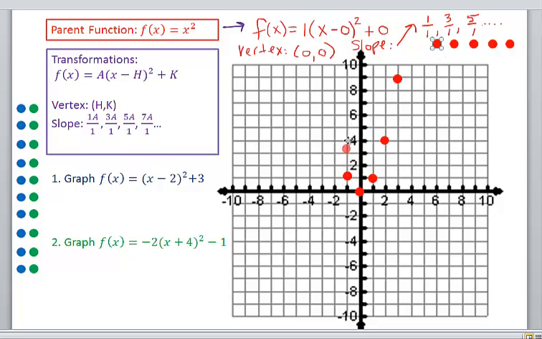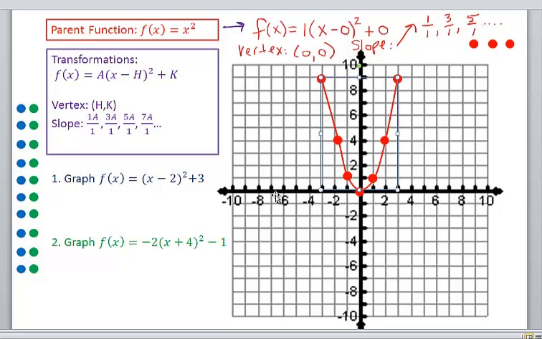I'm going to go from there up 3 and left 1. And from there, up 5 and left 1. So each of these points will always have this consistent pattern. I should always get a U shape. This then represents the parent function, or the graph of just x squared.